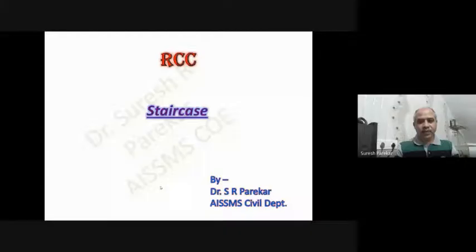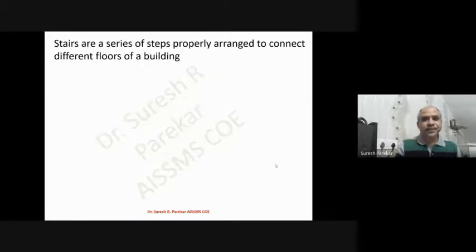Good evening. Today we are going to see the steps in staircase design. So different steps which are used to design a staircase, and whatever I have considered here are related to your dog-legged staircase. Stairs are a series of steps properly arranged to connect different floors of a building.